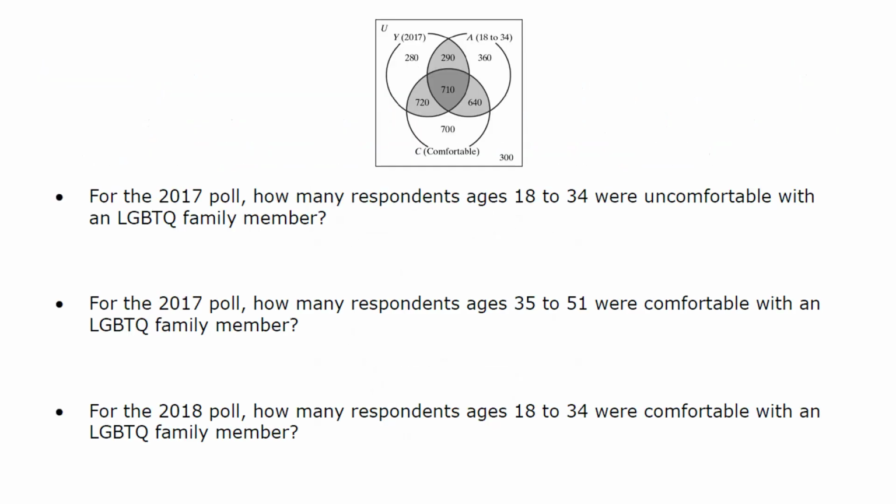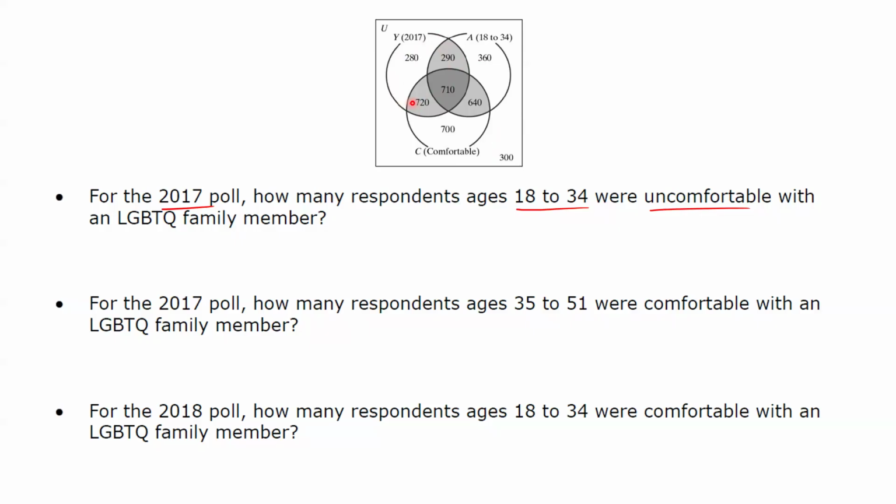All right. For the 2017 poll, how many respondents ages 18 to 34 were uncomfortable with an LGBTQ family member? We're looking at a 2017 poll. So we have our subset. Let me get my pointer on. We have our subset for 2017.